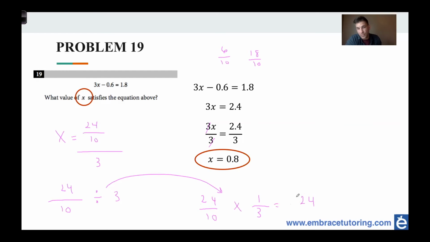But the best way to do this, honestly, is to figure out if you can simplify anything, and you can. 24 divided by 10, 24 and 3, this goes into it 8 times. So 24 divided by 3 is 8. So this becomes 8 over 10, and you can simplify this further if you want. If you divide both by 2, this would end up giving 4 over 5, which they would accept. So this could be an answer choice. Or remember, if you convert it back to decimal form, 8 over 10 equals 0.8. So you can do it either way.